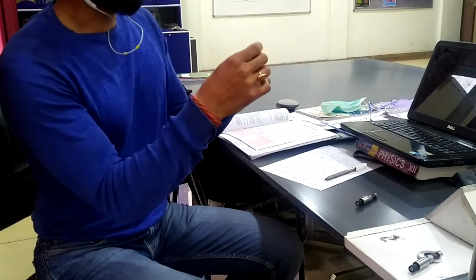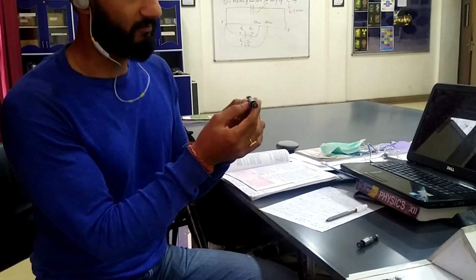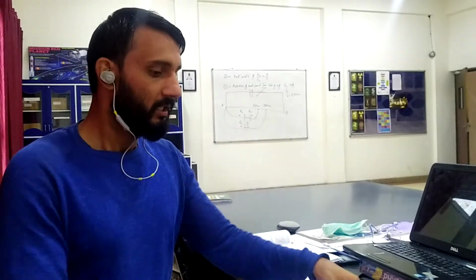So this was in case of positive zero error. What will happen? The 0 of the circular scale will be below the 0 of the main scale, right? So positive zero error, how to identify, we know. How to calculate, we know. Now coming to the negative zero error. In case of negative zero error, what will happen, you think?